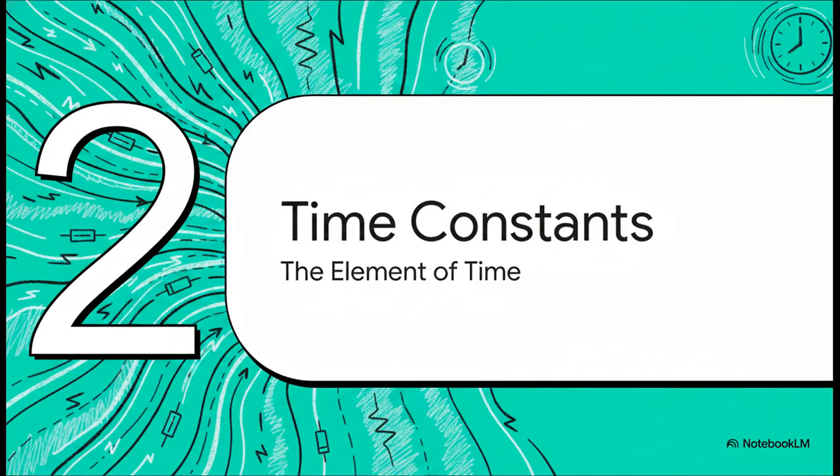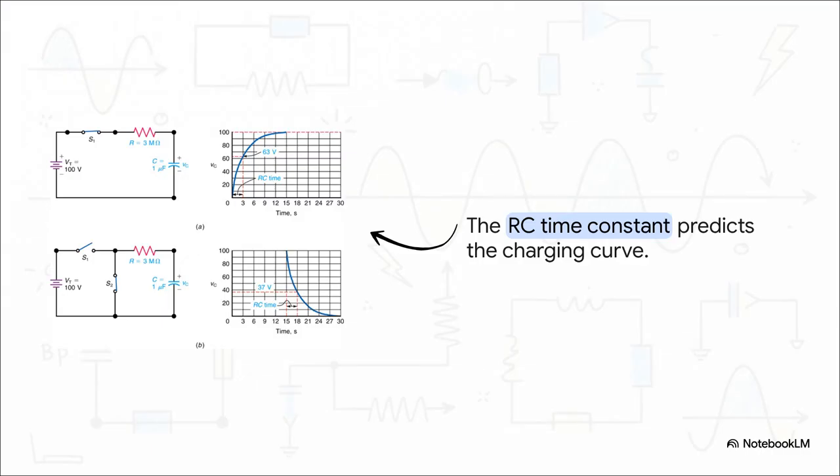All right, moving right along to section 2, time constants and transients. What's really interesting about this slide is the incredible mathematical precision of this charging curve. When you close a switch on a resistive capacitive, or RC circuit, the voltage doesn't just jump instantly to its maximum level. It has to climb, and the formula predicting this climb is elegantly simple. Time constant equals resistance multiplied by capacitance, or T equals R times C. But here is the kicker.